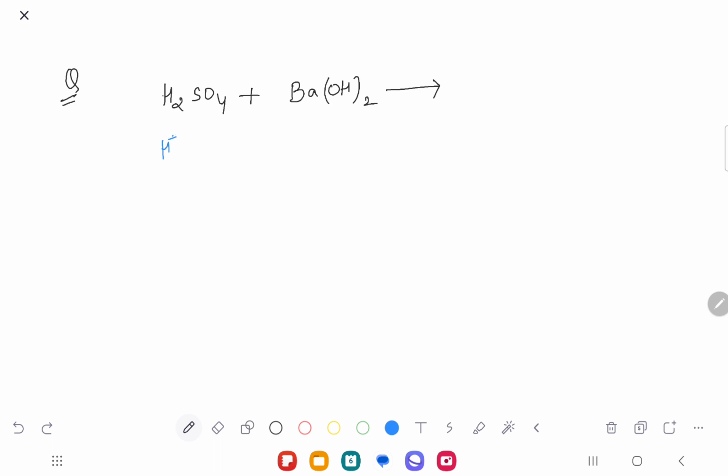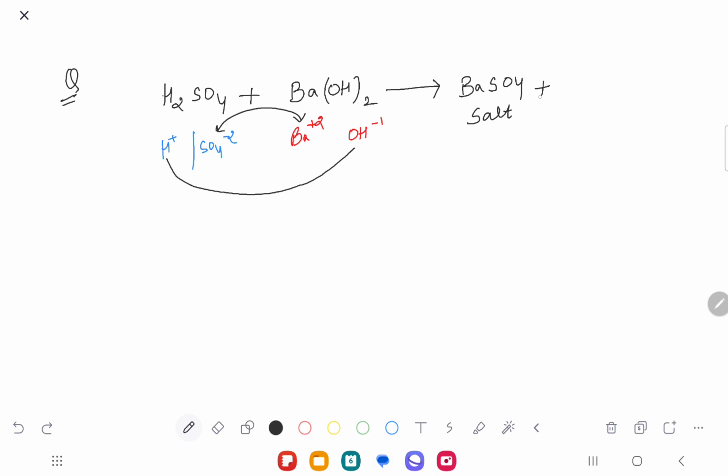So if you break it down, it becomes H plus and SO4 minus 2. Because obviously, the 2 here is coming from the H's of SO4. And here, the 2 is coming from the OH of barium, because the valency of barium is plus 2. So I would be breaking this down into Ba plus 2 and OH minus 1. So I would have positive going into negative and positive going into negative. So I would have BaSO4 as the salt being formed, and then I have water. Yes or no?